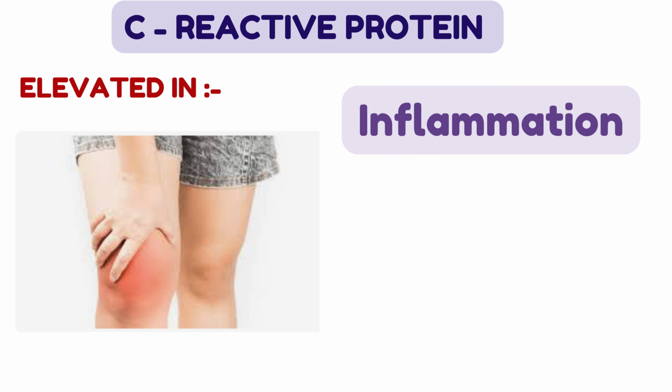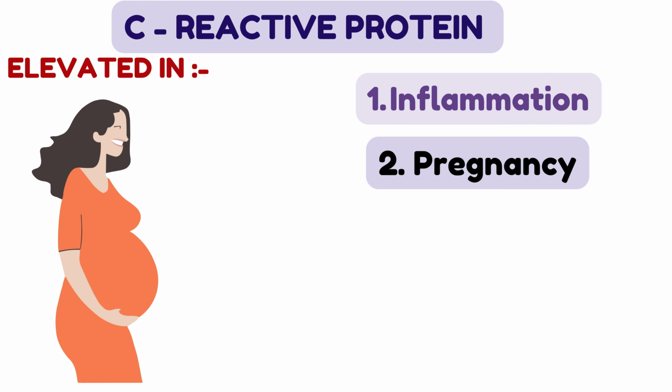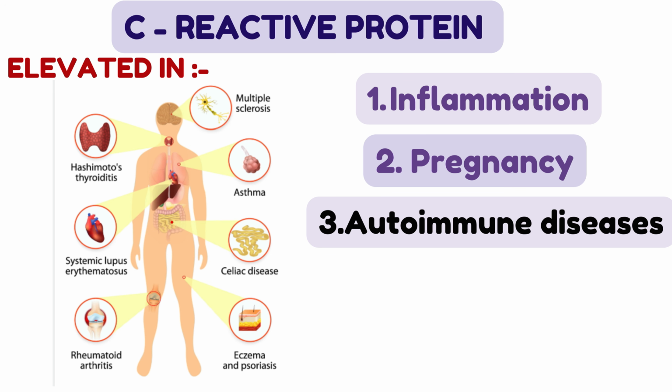Now let's understand the conditions in which CRP is elevated. Let's quickly look at the key ones. Number one, inflammation. CRP increases in any kind of inflammation, whether it is due to injury, surgery, or chronic diseases. Second, pregnancy. Mild CRP rise is normal, but a high level may indicate infection or complications. Number three, autoimmune diseases. Conditions like rheumatoid arthritis or lupus cause ongoing inflammation, raising CRP levels.